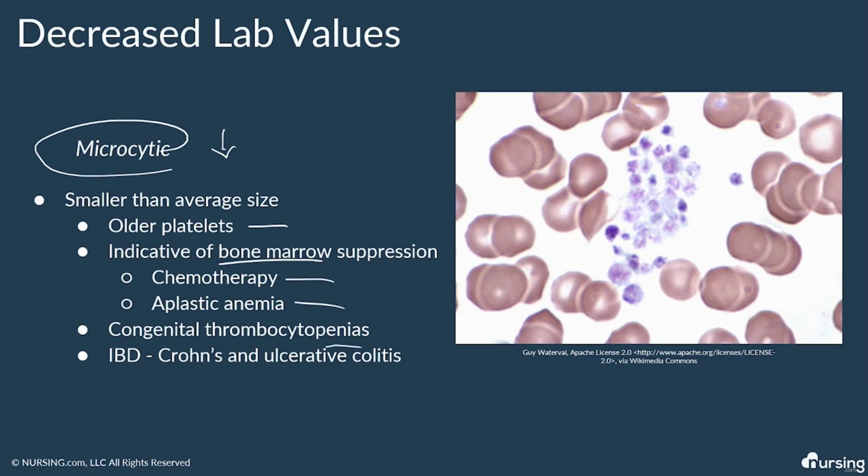Now, we see this congenital thrombocytopenia again. Remember, not every thrombocytopenia is going to look the same, and not every lab, and particularly not the MPV, will be taken in isolation for diagnosis. We also see decreased values or really small platelets in irritable bowel diseases like Crohn's and ulcerative colitis.